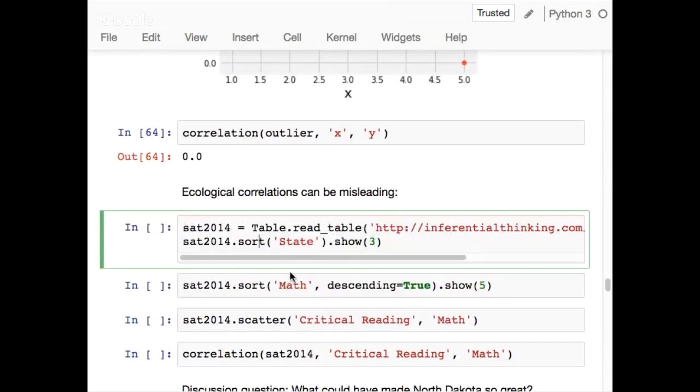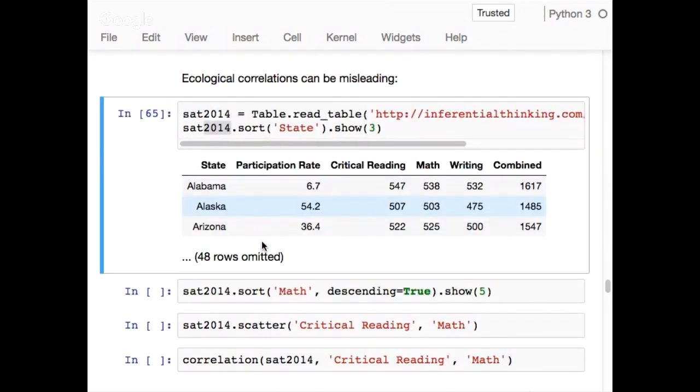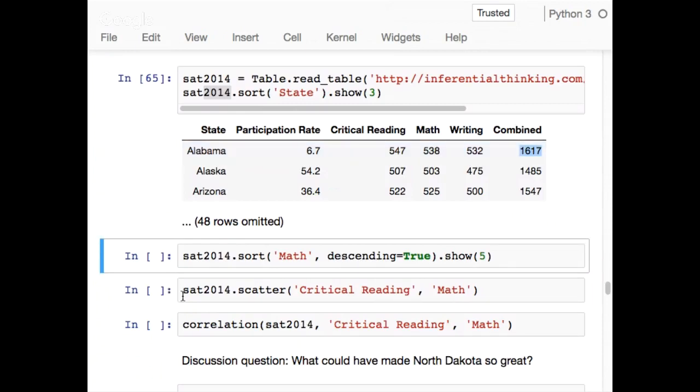So let's talk about those things called ecological correlation. Here I have SAT scores of states in 2014. If you look at Alabama, how many people took the test, the average critical reading, math, and writing score, and here's a combined SAT score. Let's sort them to see which states did the best.